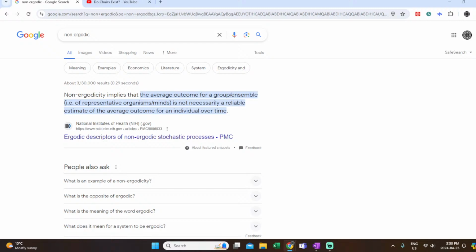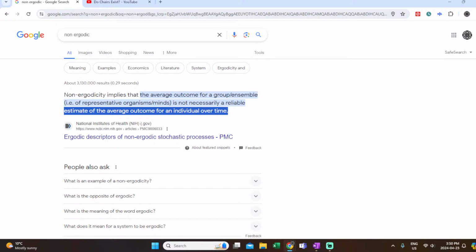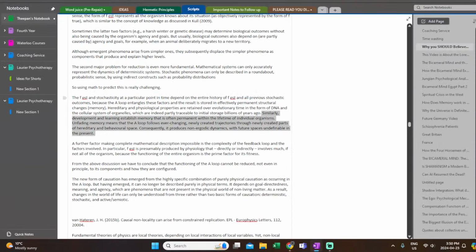The average outcome for a group ensemble, i.e. representative organisms' minds, is not necessarily a reliable estimate of the average outcome for an individual over time. Okay.